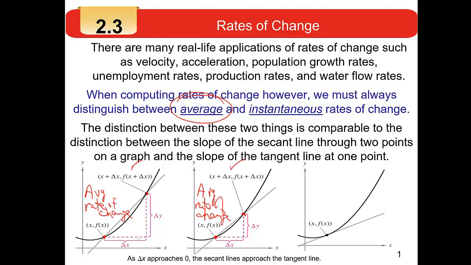But as these 2 points get closer and closer together, as this delta x approaches 0, gets smaller and smaller, finally that second point falls right on top of the first point, and instead of having a secant line, you have a tangent line. And once you get to the point of tangency, the slope of the tangent line represents the instantaneous rate of change. This is an extremely important distinction.